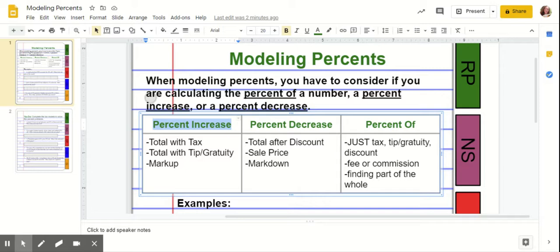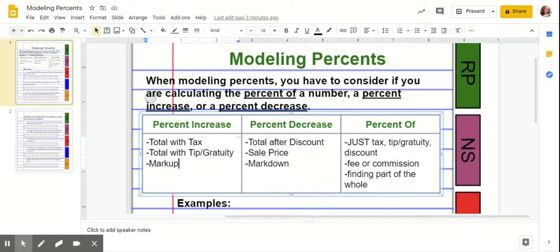Times when we do an increase would be something like calculating a total with the tax included. So altogether, a total bill at a restaurant with the tip. Another word for tip is gratuity, or markups, which is where a retail store marks up the cost of something that they purchased to a higher amount so they can sell it to you and make money. All of these are situations where we go higher than 100% from the original amount.